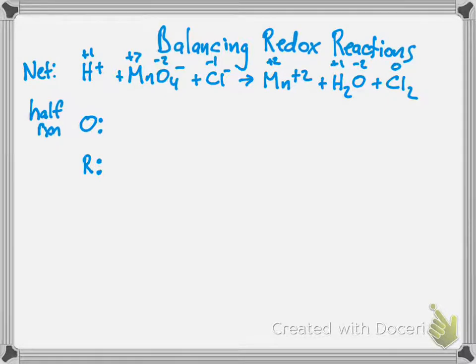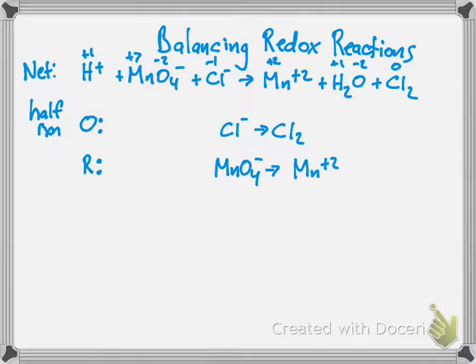And so when I look at this for the oxidation half, oxidation is losing electrons. So we would say that the Cl minus is going to form Cl2. That was losing an electron. And so then the reduction is going to be the manganese, MnO4 minus, is going to form Mn plus 2.